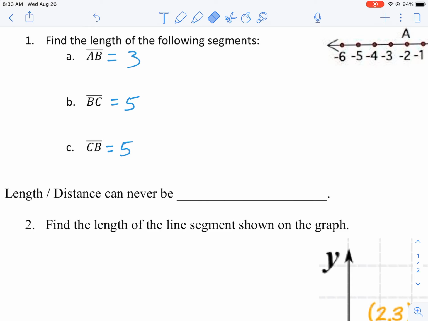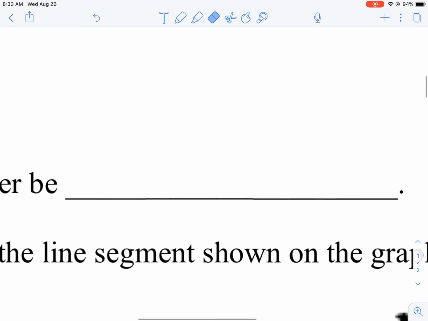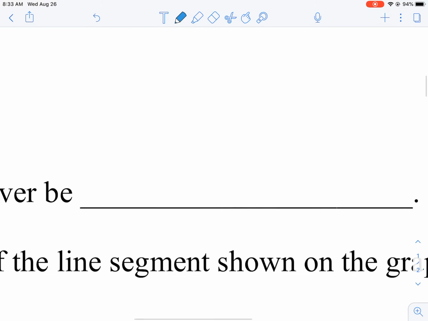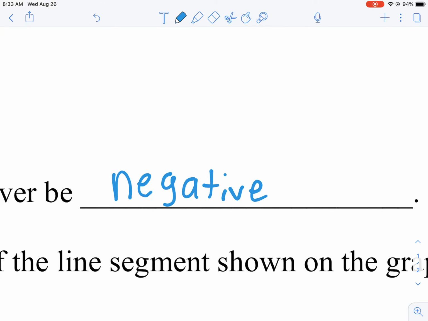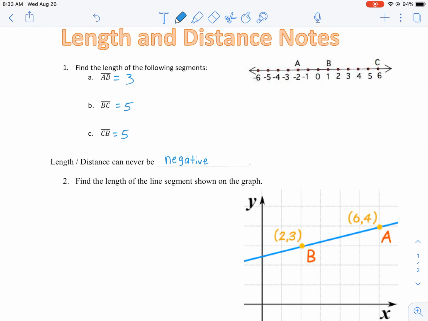So length and distance are always positive, all right? They can never be negative, okay? So if you're doing one of these problems and you get a negative number, that should be a warning sign to you that you did something wrong.